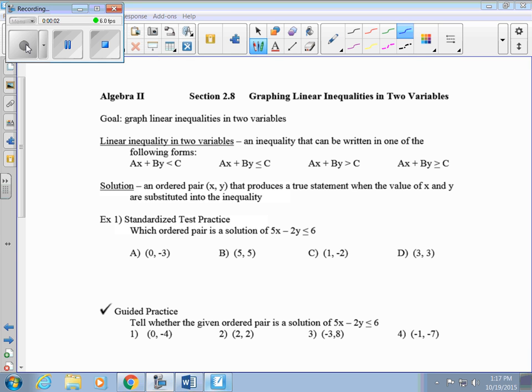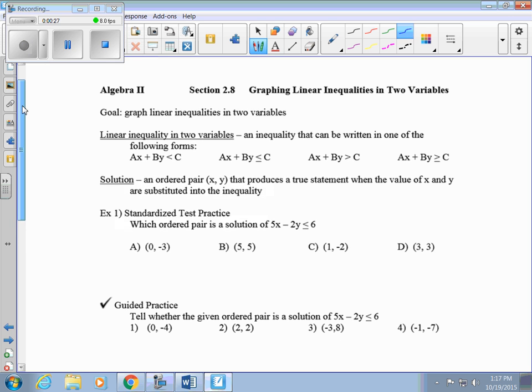Today we're going to be talking about section 2.8, which is on graphing linear inequalities in two variables. Our goal is to graph linear inequalities in these two variables, and we're going to usually use x and y. A linear inequality in two variables can be written in one of these following forms. Notice, instead of an equation, we have an inequality, which means we're going to have a less than, greater than, or less than or equal to, or greater than or equal to sign.